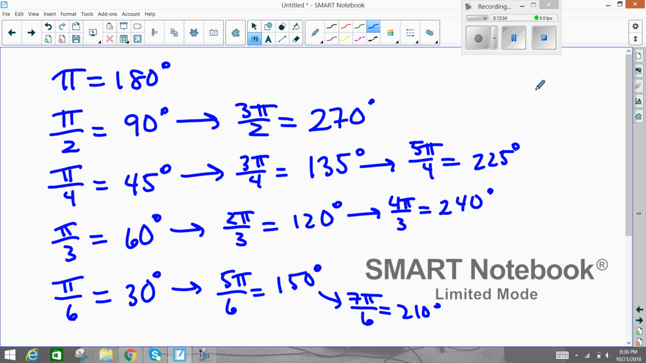And let's see if we can fit any more on here. What about 7 pi over 4? Well, that's just shy of 360 degrees, right? Because that would be 8 pi over 4. So it's basically 360 minus 45, because 8 pi over 4 is 2 pi. Or you could think of it as 7 times 45, which I think is harder. So that's going to be 315 degrees.